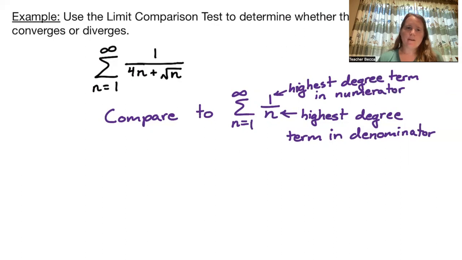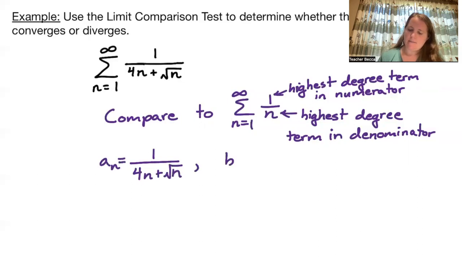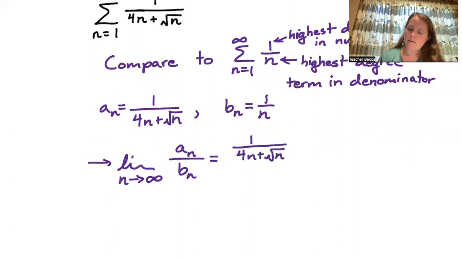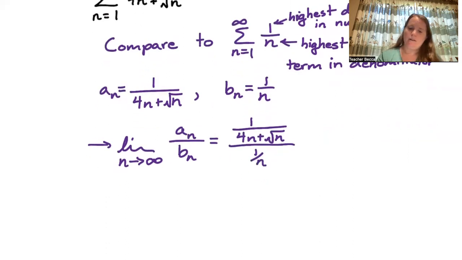So what we get from here then is if I take my 1 over 4n plus square root n to be my a sub n, I take my b sub n to be 1 over n, then we have that the limit as n goes to infinity of a sub n over b sub n would be the limit of 1 over 4n plus square root n all over 1 over n. We should still have a limit in front there.